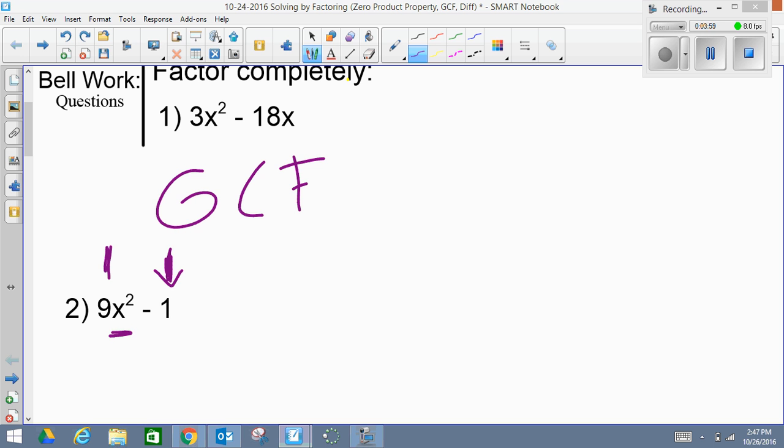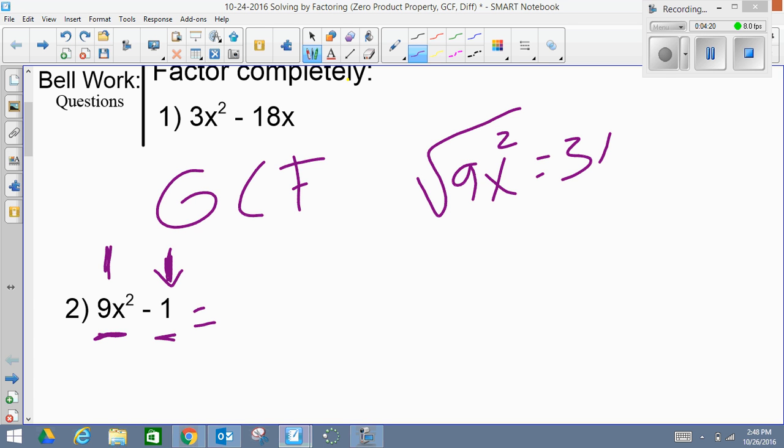I check the variable. The variable is here, but there's no variable in the second one. Therefore, I have no GCF. So straightforward. How many terms I have here? 1 and 2. So I have to use difference of squares. To use difference of squares, I'm going to take the square root of the first one, which is 9x squared. Square root of 9 is 3. Square root of x squared is x.